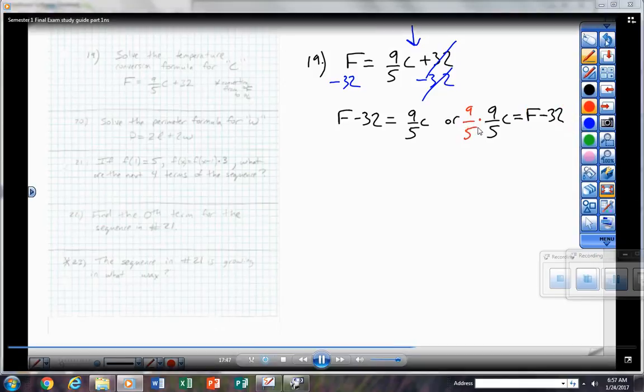So I'm going to erase that. The reciprocal is 5 over 9. So multiply both sides by the reciprocal. This will cancel away because you get 45 over 45, which is 1.